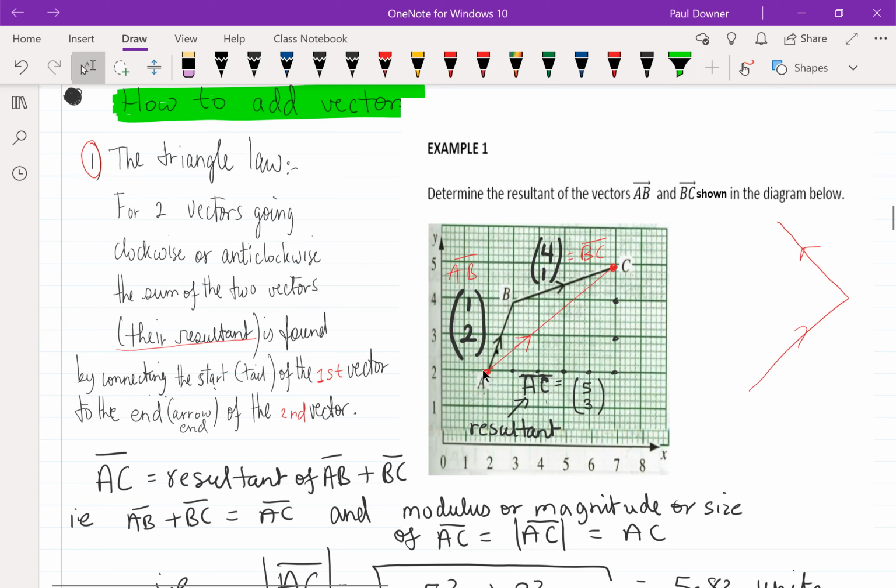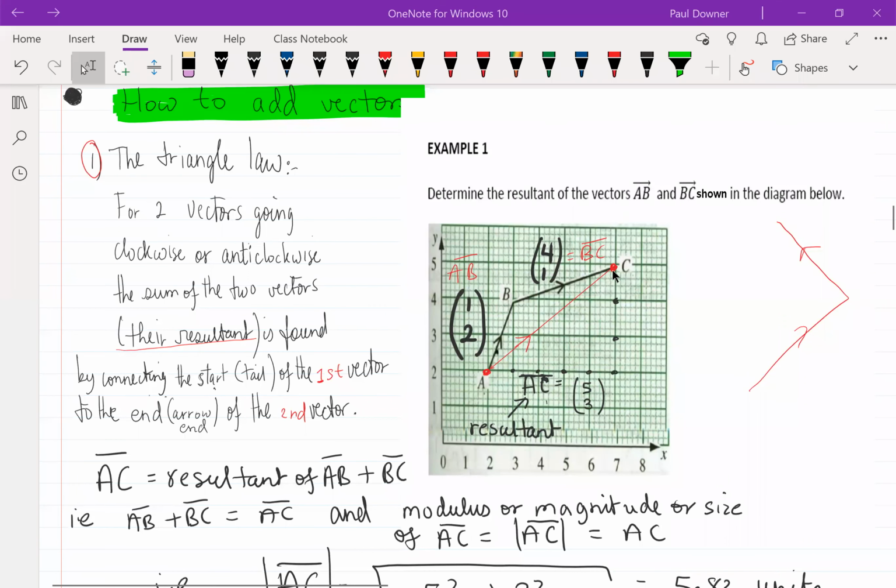All right, well, this is AB and this is BC. Let's see what AB is. If we go from A to B, that means we move one across here, right? One across here, and then we go two up, 1, 2. So this is 1 across, 2 up. So this vector AB is (1, 2).